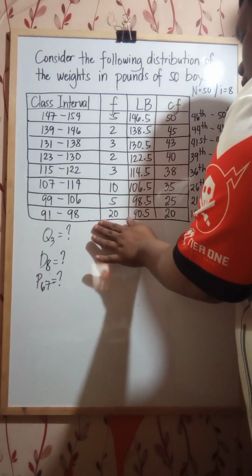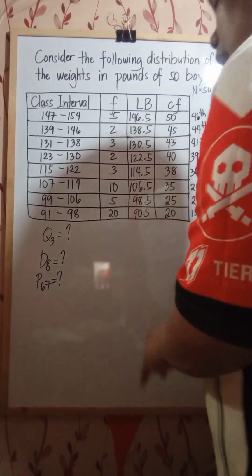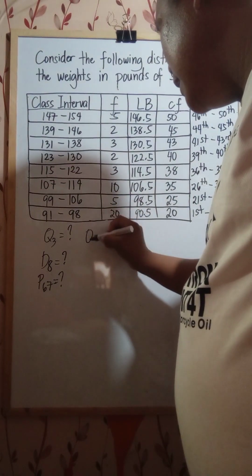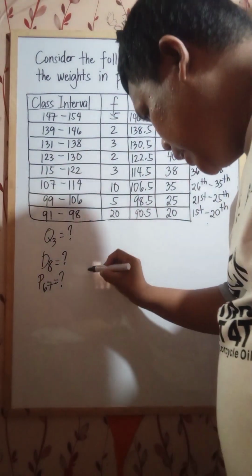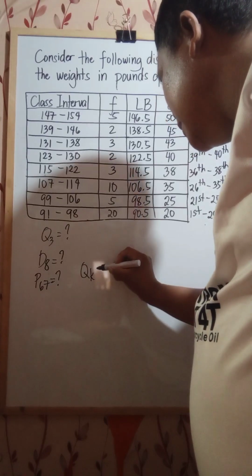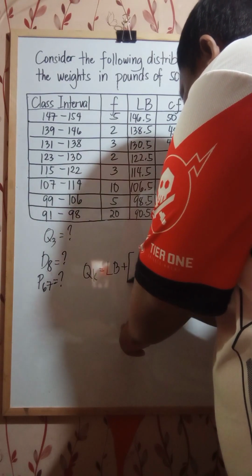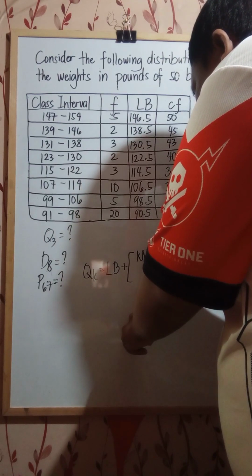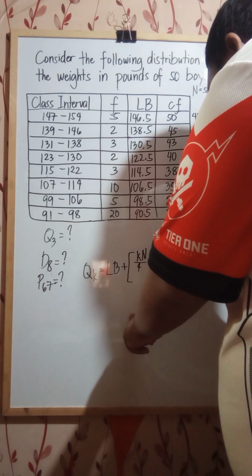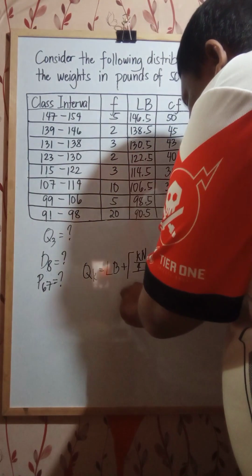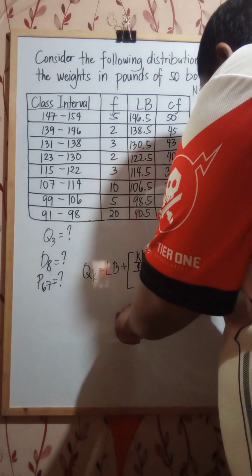To get the Q sub 3, let us familiarize the formula for quartiles. The general formula for quartiles for grouped data is represented by Q sub K. So Q sub K equals LB plus an open bracket, that is K, small letter K, times big letter N over 4, minus the CF sub B, then over the frequency of the Q sub K, then times the I.